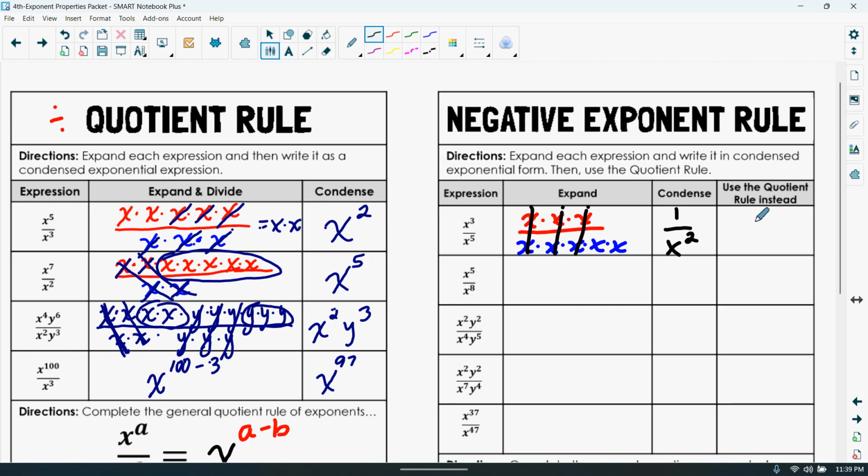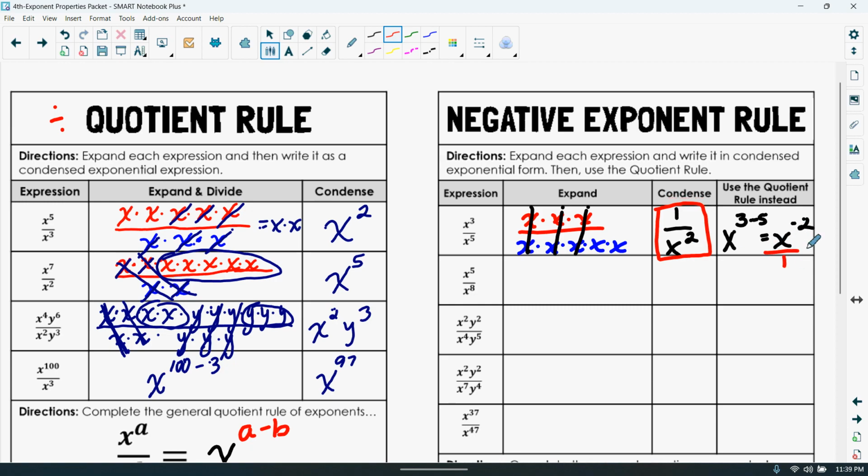So if I'm using the quotient rule, we subtract the exponents. So this would be 3 minus 5, which would be x to the negative 2. And we do not leave negative exponents. So what you have to understand, if you have this negative exponent, you change it to a positive by, we say, take the reciprocal, but in this case, we're going to put it over 1. Because this is like over 1 here.